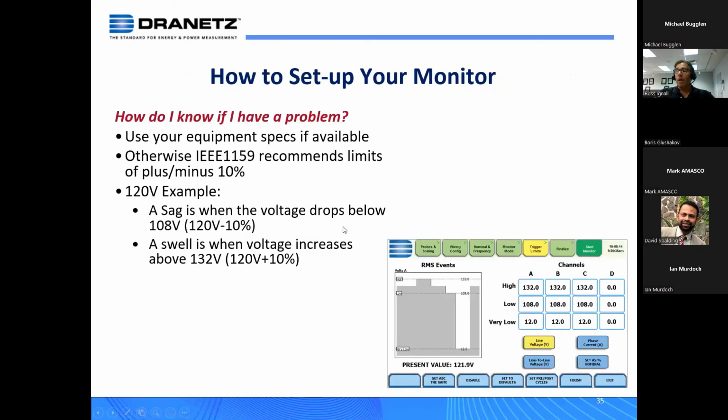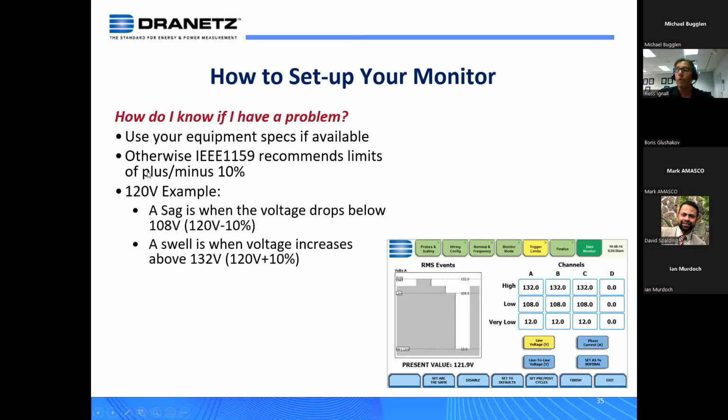Okay, so I've got a monitor. How do I set up my instrument? Of course, we're focusing on Transients products here. So how do you know if you have a problem? There's a couple of things to consider. The most important thing here is to use your equipment or your system specifications, if they are available, to set these high-low limits. The Transients products, certainly the HDPQ family, will default to plus or minus 10% of what the nominal is. So again, in our 120 volt example, plus 10% will be 132 volts. That would be the high limit. Minus 10% will be 108 volts. And the same goes if you're 277, 480, and it'll ripple through accordingly.